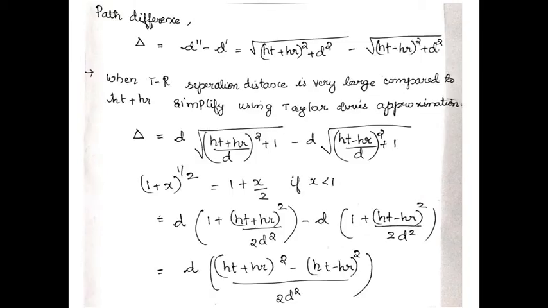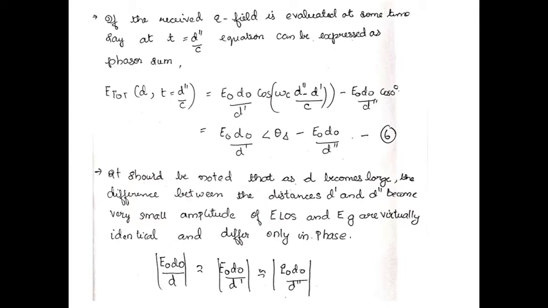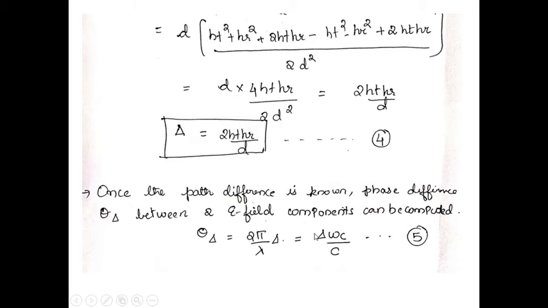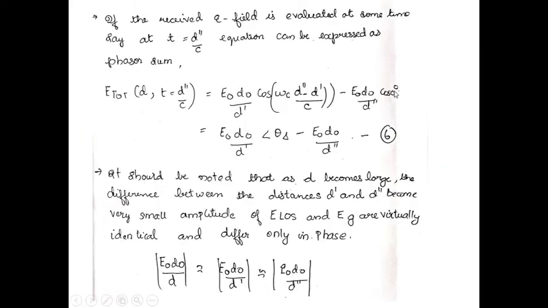We can write that value as the angle value of theta delta. This particular value is cos of omega c delta by c. So this delta omega c by c is nothing but theta delta, which we have written in the fifth equation. So this d double dash minus d dash is the path difference delta.